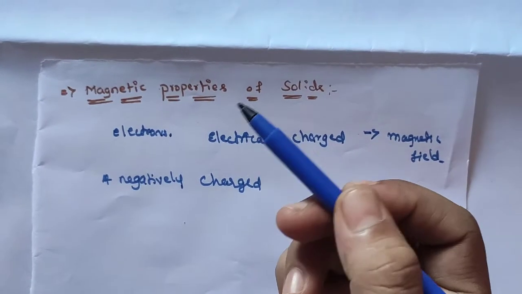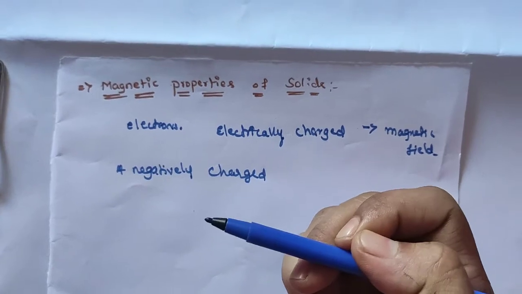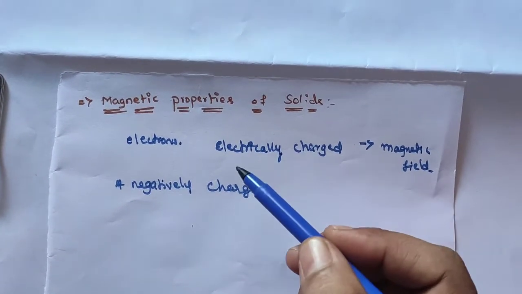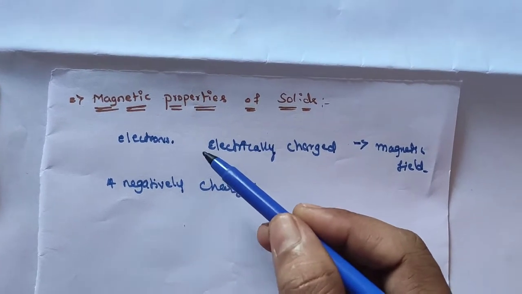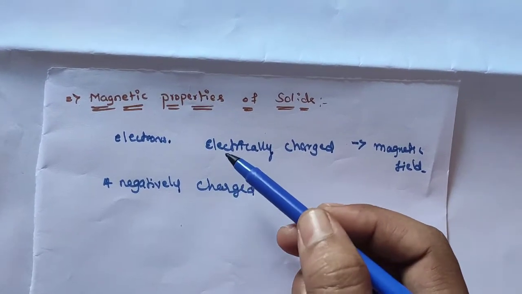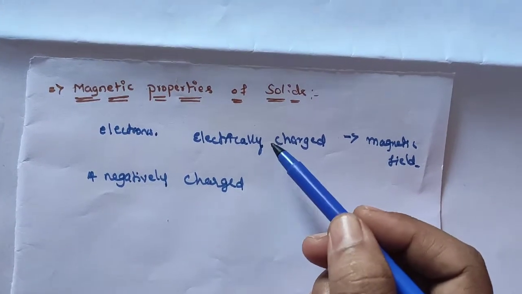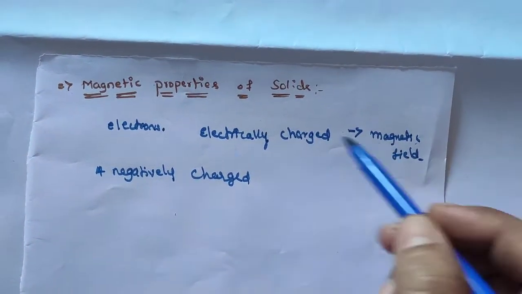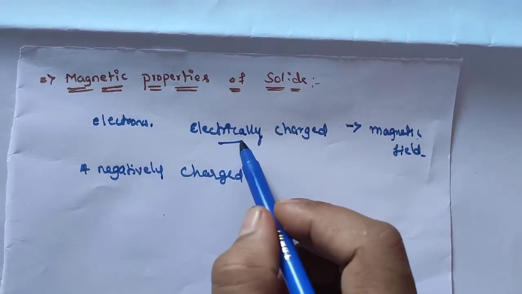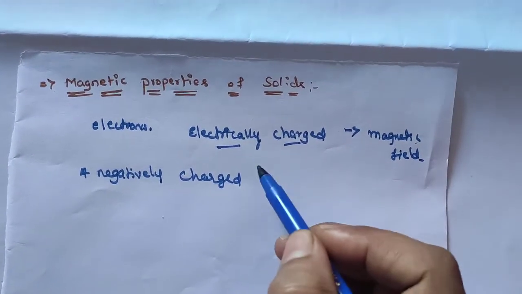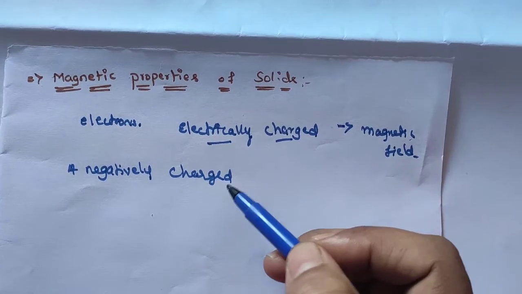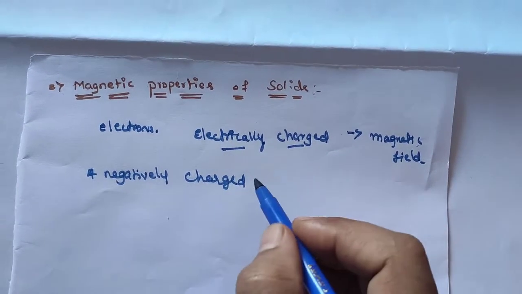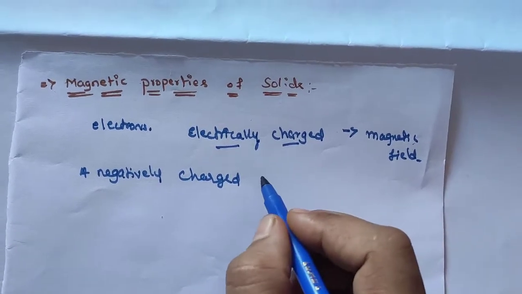Students, in this video I will explain about magnetic properties of solids. Here, magnetic properties of substances have their origin in electrons. As we know, an electrically charged moving particle produces a magnetic field. An electrically charged particle could be positively or negatively charged, but here we are going to consider the negatively charged electron.